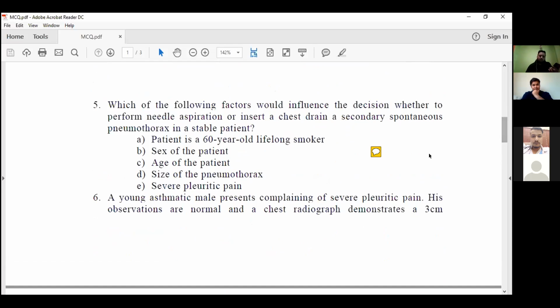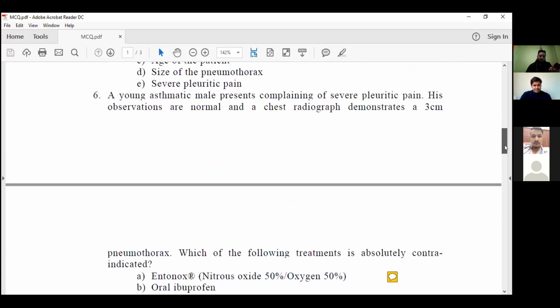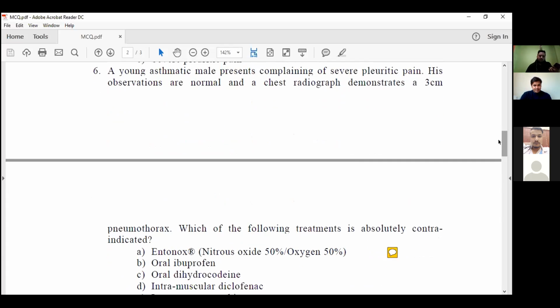And question number 5. Which of the following factors will influence the decision whether to perform needle aspiration or insert a chest drain in a secondary spontaneous pneumothorax in a stable patient? The answer is D.